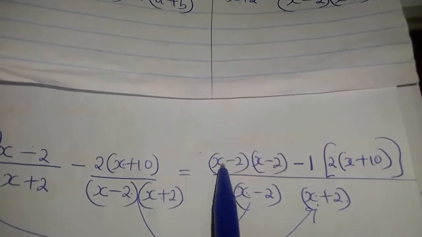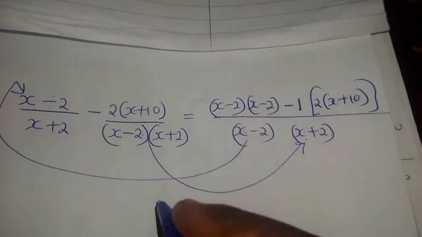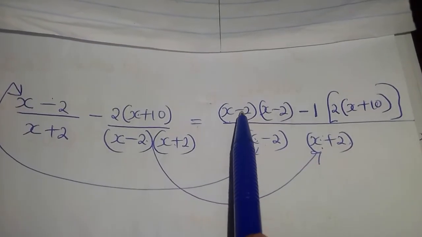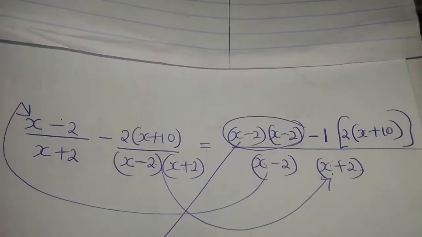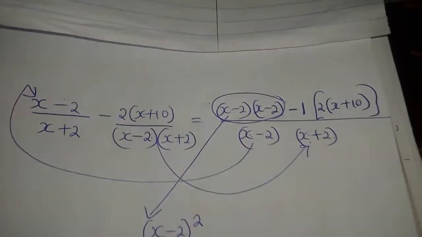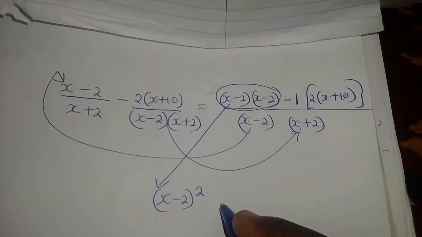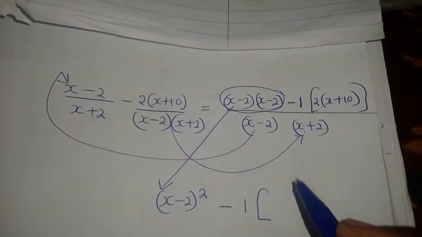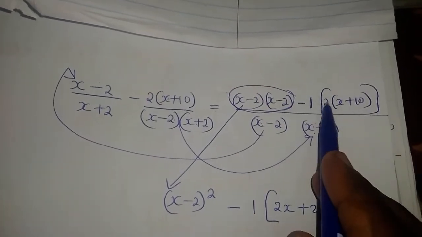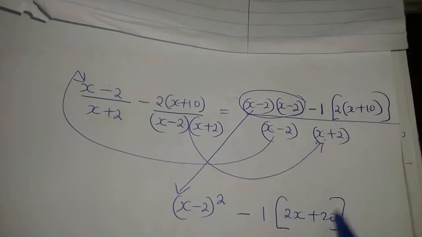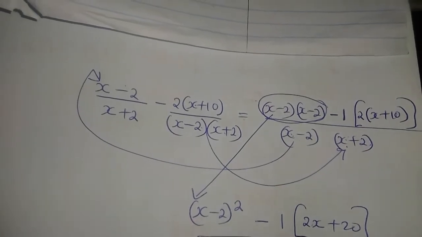Great. So I can open this by multiplying these 2. I'm going to have, you see, this is the same as x minus 2 squared, if I'm not wrong, because it's x minus 2, x minus 2, the same as x minus 2 squared. So minus 1 into, I can open the brackets here. I'm going to have 2x plus 20, because 2 times x is 2x, 2 times 10 is 20. Then I'll say over the LCM, x minus 2, then x plus 2.